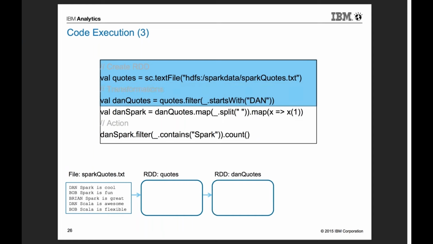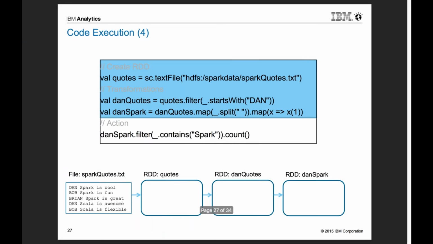Next I said, "I want to get the quotes that start with that." It created another memory space, but it did not do any transformation. Then I did another map function. So I did a filter first, and then a map function. Again, it creates another memory space, but it does not load the data or do any work yet. Then I'm hitting an action. Now I want to filter out the lines that contain Spark, and see how many lines I have.